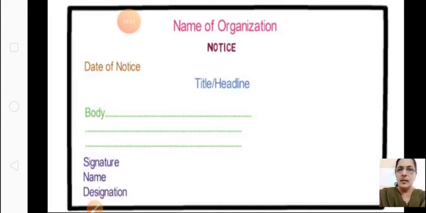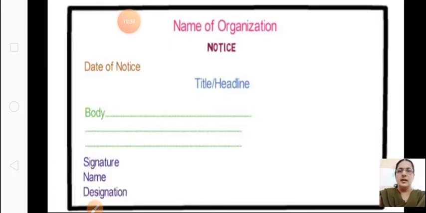First you will write above the name of the organization, which means your school. Then you will write below it, notice, in block letters. Then you will write the date in the left hand side corner. Then you will write in the middle the heading or the title of that notice. Then you will write the body of the notice in short. Unlike a letter, you will not write a big notice. You will write to the point, what is asked, only that much you will write.